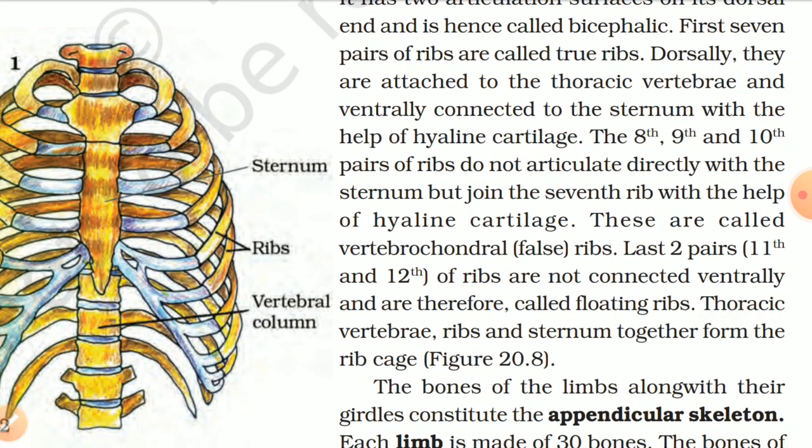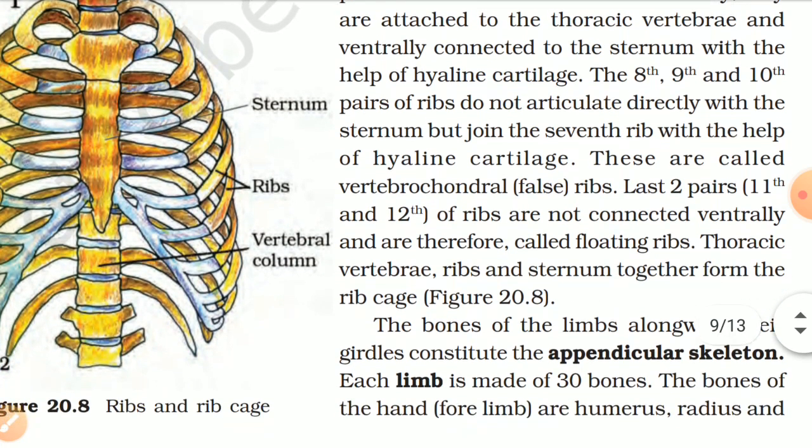These are called vertebrochondral false ribs. The last two pairs, 11th and 12th, are not connected ventrally and are therefore called floating ribs. The thoracic vertebrae, ribs and sternum together form the rib cage.